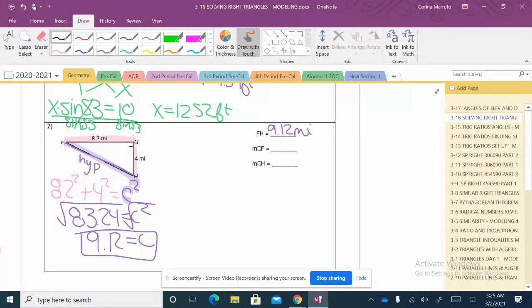I'm going to go ahead and fix this. This little box shouldn't be that. It should be the little angle symbol.